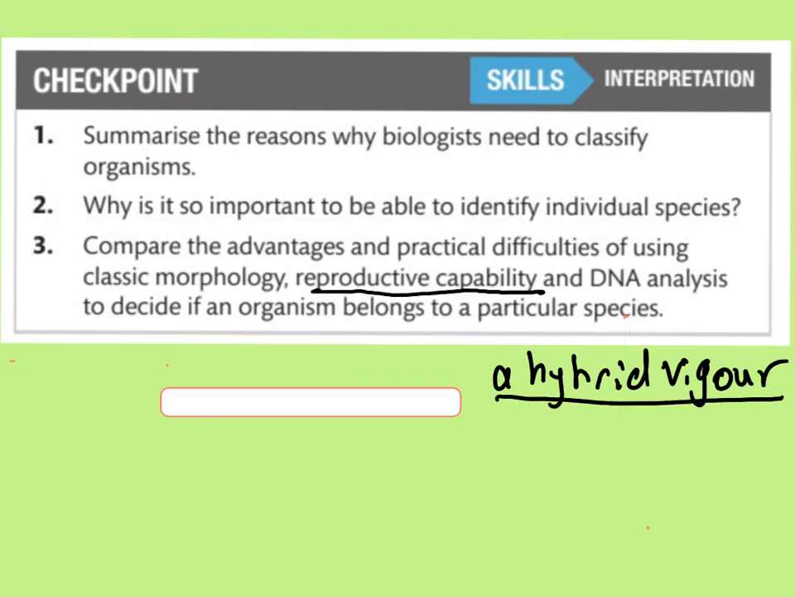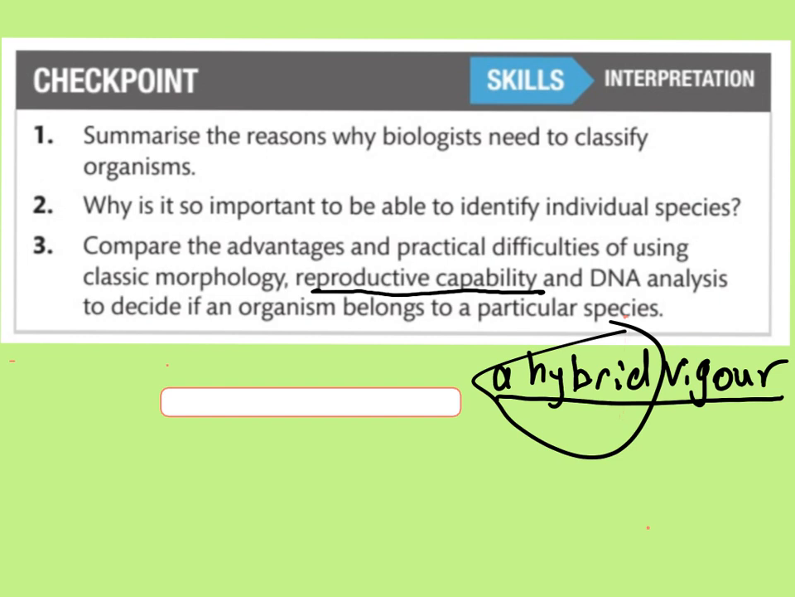It happens in plants. We can have two plants from two different species cross-pollinated and produce an organism which has larger size than both parents. Of course, we don't know if the new organism or the hybrid belongs to the same species, so we can put it in either of the two species or in a new species. So it's a point of conflict.